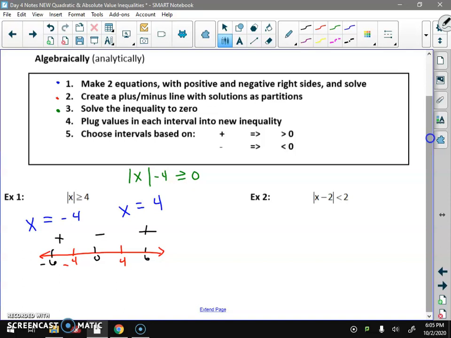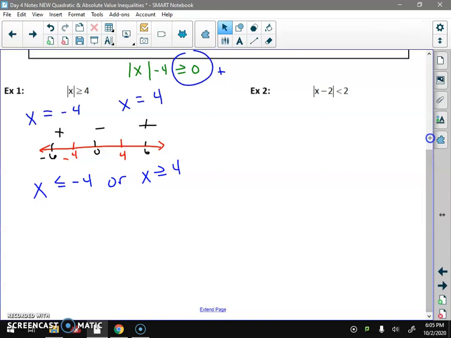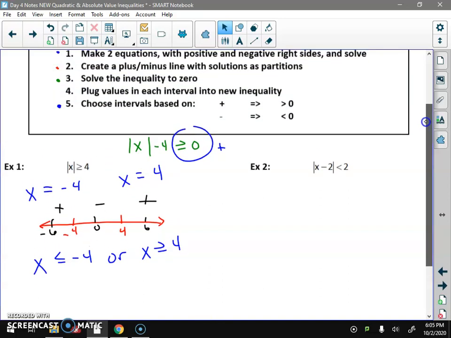Everyone's positive. And now, based on the inequality, I'm going to go back to blue. I want positives. So that means the first region's a winner. X is less than or equal to -4, or x is greater than or equal to 4. Very similar strategies to the quadratic. Again, just the idea of getting the partition numbers.